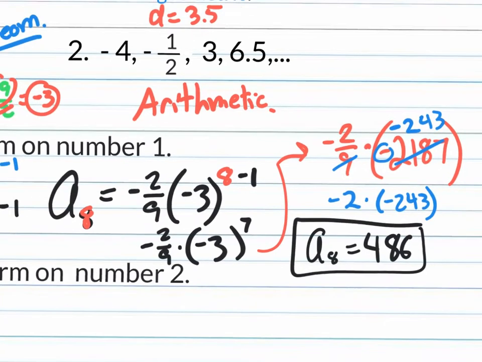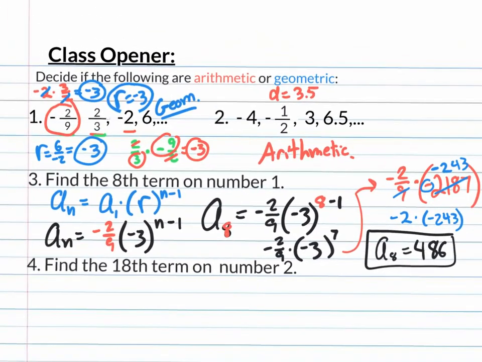So we did a lot of things on this opener right here on number 3. It says find the 8th term of this geometric sequence. We found the a sub nth rule, which produces the entire list. And using this rule, you could find any number you want. You want to find the 8th number? Plug in 8 the way we did, work it out. It gives you the 8th number on the list. And that makes total sense because this is growing exponentially. Anyway, let's look at number 4. It says find the 18th term on number 2.